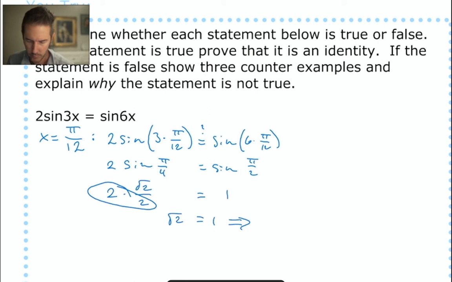Therefore, what does it say? Explain why the statement is not true. It's not true because the square root of 2 doesn't equal 1. So you can write whatever you want here. Therefore, original statement is false. Original statement is not an identity. Either one of those would be good.